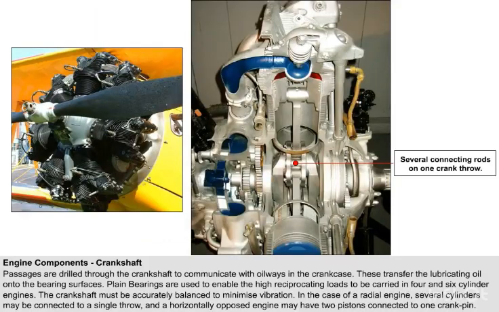In the case of a radial engine, several pistons may be connected to a single throw, as is shown here, and a horizontally opposed engine may have two pistons connected to one crank pin.